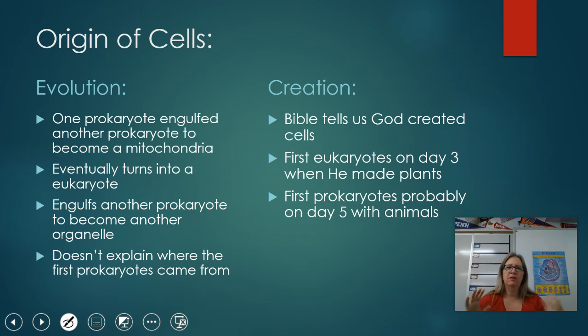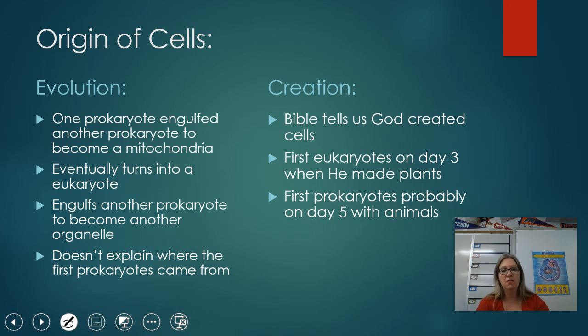So let's talk about some evolution versus creation for a minute. And this is in your book. It talks about this on, let's see, page 37. Feel free to pause this screen and look at these, but I'll talk about it a little bit as well. According to the theory of evolution, that first cell came from an unusual process because the cell theory tells us that cells can't come from nothing. So the theory is that one prokaryote, a cell without a nucleus, doesn't explain where that first prokaryote came from.